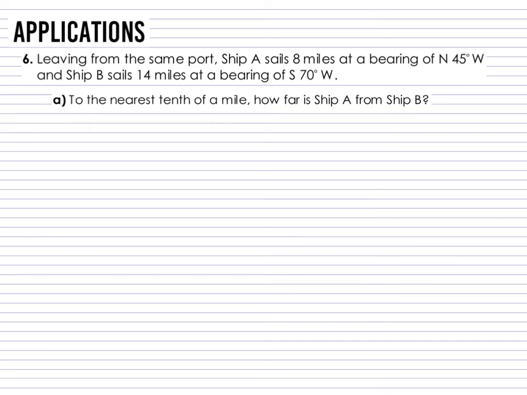So again, application problems, I think part of the hardest part is actually just drawing the picture. So we're going to do that first. Leaving from the same port, we've got them both leaving, we'll say right from here. Ship A sails 8 miles at a bearing of north 45 degrees west. Just to make it a little bit easier to see, here is my north-south line of reference. So 45 degrees is about this direction. Here's my 45 degrees. And they sail for 8 miles.